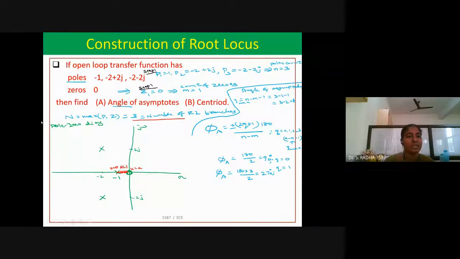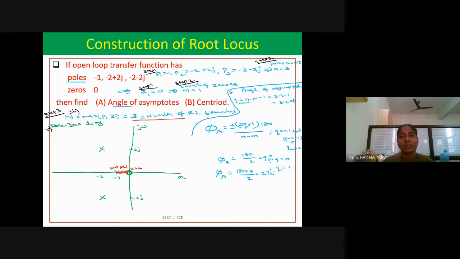Step number 3, it is the pole zero diagram. Step number 1 and 2, we are calculating the values as well as the count. In 3A, we are doing the pole zero diagram. 3B, we are finding the number of root locus branches.